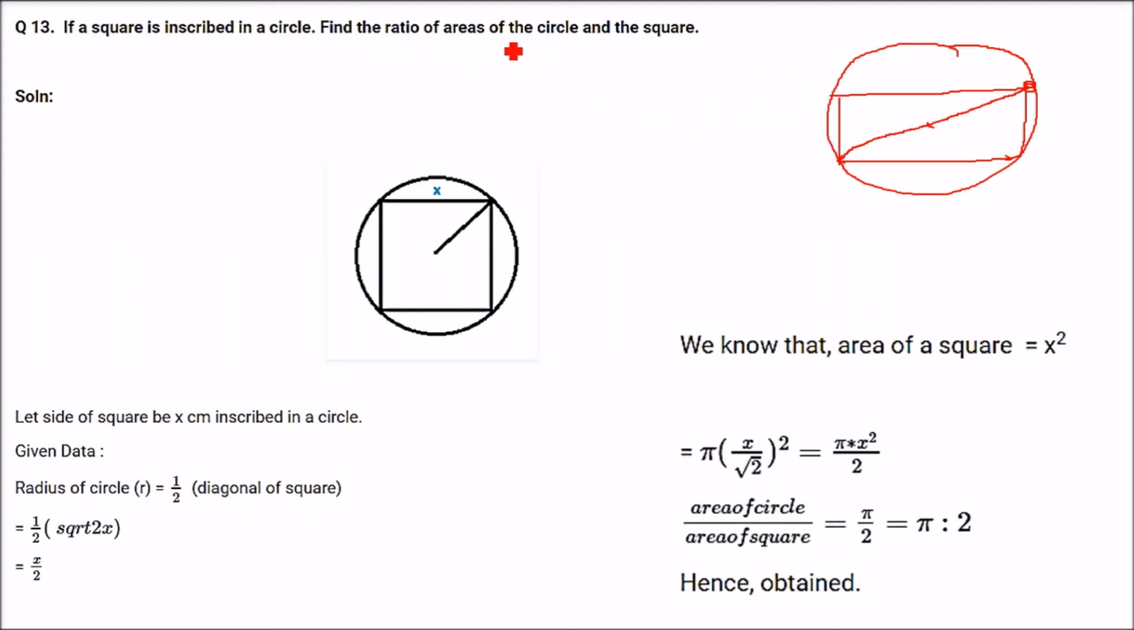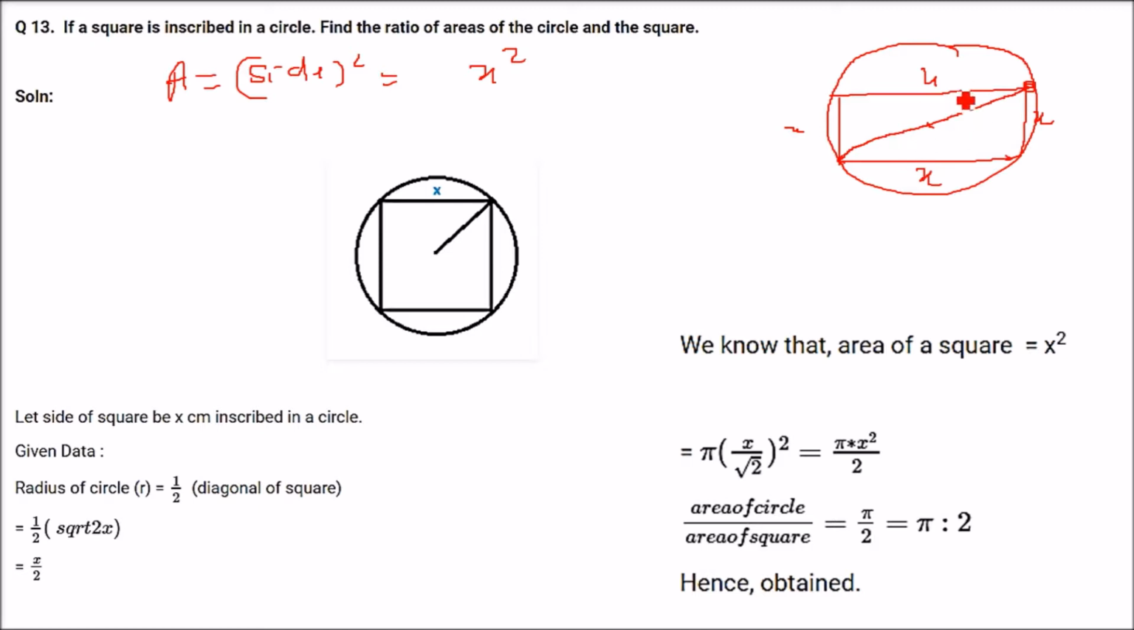So what we are going to do, we have already seen how to do this. First of all, in order to find the area of the circle or the area of the square, let us take the area of the square first. Let us take the side as x. So all the sides will be x. So area is nothing but side square, and side is x, so it will be x square.